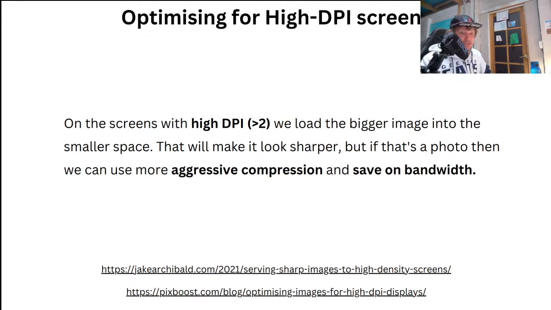Yes, optimizing for high DPI screens. So that's an idea that, because we are loading, let's say for DPI 2, we are loading a twice bigger image and showing it into that 400, let's say, pixels viewport. The thing is, if it's a photo, then the human eye can only see so much detail. And the premise that we are going with is that, well, if DPI is bigger, then we can actually use more aggressive compression, pretty much just reducing the quality on the encoder, and then this will save us on the bandwidth.